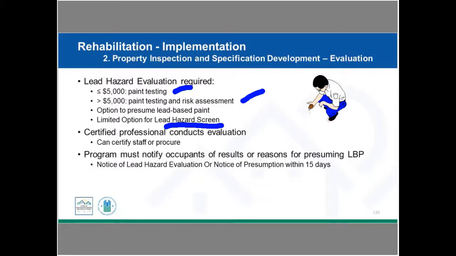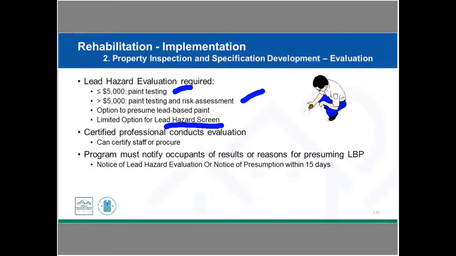You need to make sure you're using certified professionals to conduct the evaluation, so you can have paint inspectors if you're just doing paint testing. You would have a risk assessor if you need to have a risk assessment done with paint testing. So these are approved by EPA. There's different training and certifications they need to go through. You can also certify your own staff if you decide that you don't want to contract with risk assessors or paint inspectors. It might be helpful to have a risk assessor on staff because, again, you want to make sure the work write-ups, the specifications, and the paint testing are properly written to address lead hazards, as well as quality assurance of reports that are going to be provided to you.